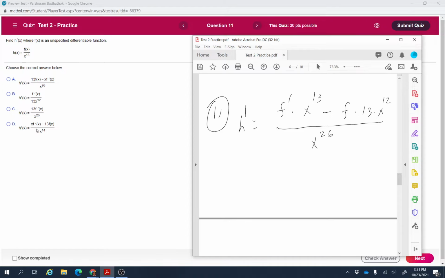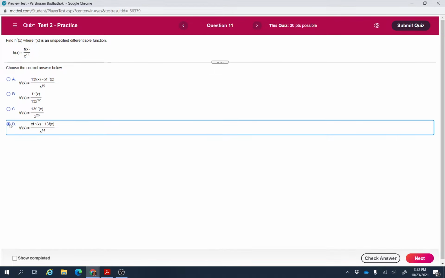But before that, let's simplify. There is x to the power 13, there is x to the power 12. So we can just factor out x to the power 12 from the top. That will give you f prime times x minus 13 times f over x to the power 26. So we can cancel this 12, and then 26 minus 12, the leftover would be 14. So x to the power 14 would be on the bottom part. So the very last one, you can see x times f prime minus 13f over x to the power 14. So this is the right answer by using the quotient rule.